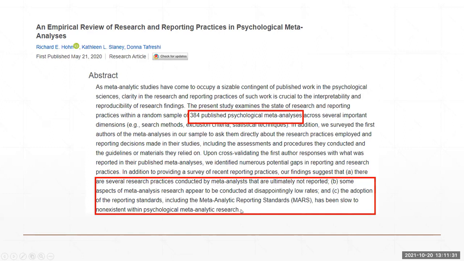So people do things they don't say they will do. They don't do things they say they do. And when we try to help them do better and write a better meta-analysis, they often don't use the guidelines we provide to them. So this is a big problem in meta-analysis research.